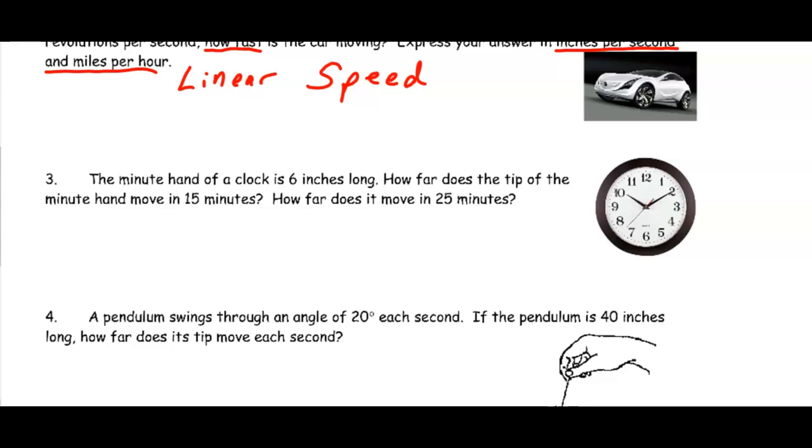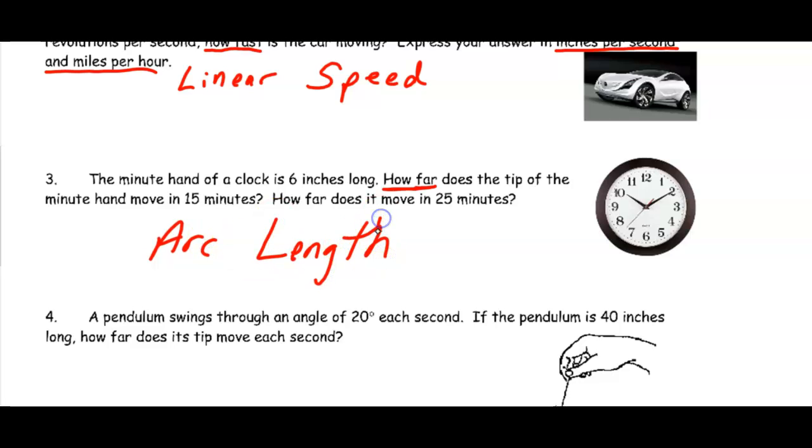For number 3, the minute hand of a clock, they give you the length of it. How far does the tip of the hand move in 15 minutes? And then how far does it move in 25 minutes? So we don't care about the rate. I mean, it's a clock. We kind of know what the rate is, right? So anytime it just says how far, this is going to be arc length.